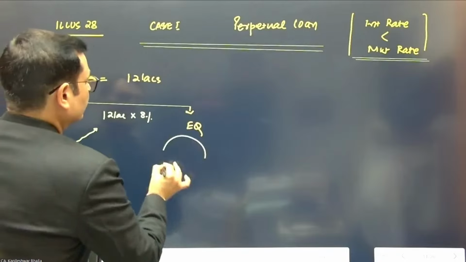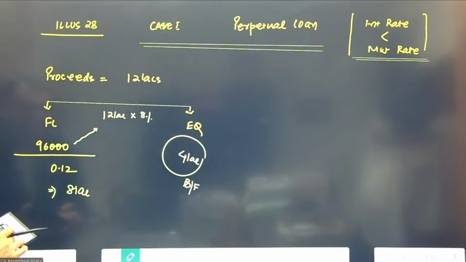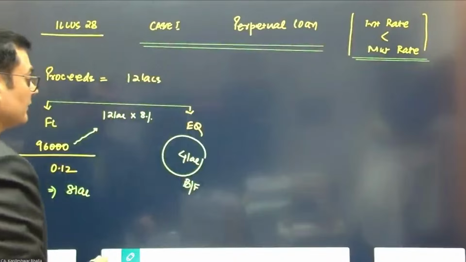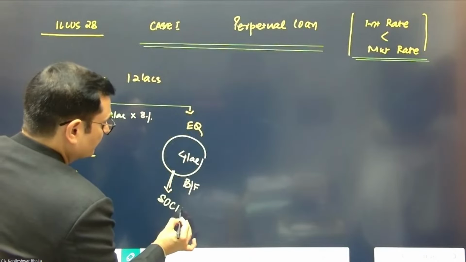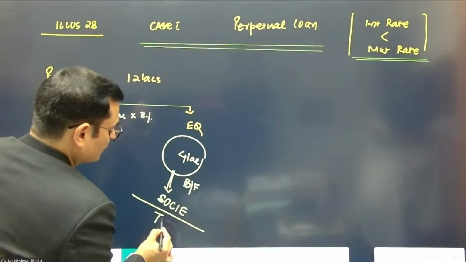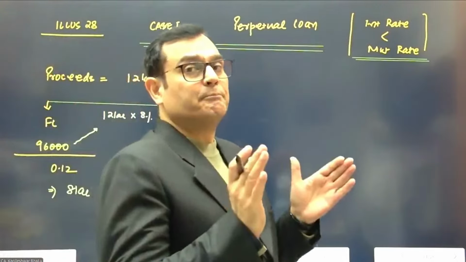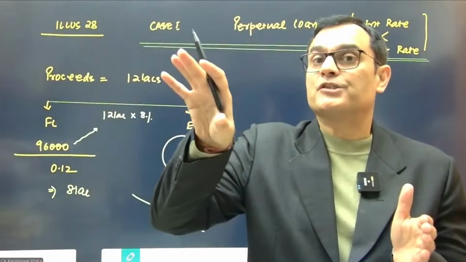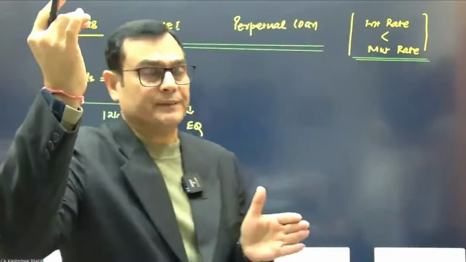So we can comfortably get the balancing figure, and that is supposed to be 4 lakhs, the equity element. So where are you going to take this equity component? Can I say this is going to appear in the statement of changes in equity, in tab number 1. So when I show the balance sheet, my financial liability is 8 lakhs, my other equity is 4 lakhs. That 4 lakhs in the other equity is in tab number 1.